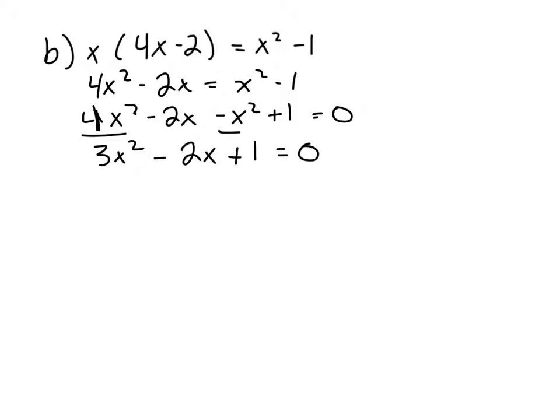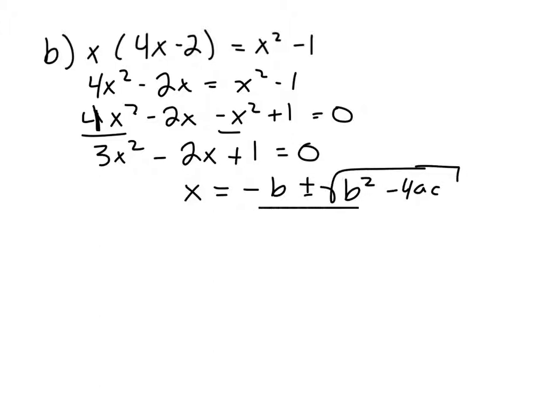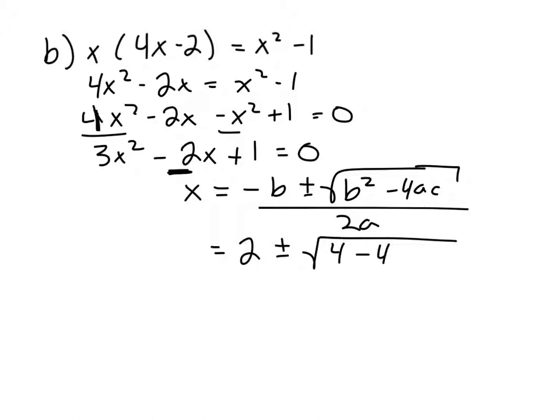Okay, this is not easily factorable, so we have two ways we can go about this. We can use completing the square, or we can use the quadratic formula. I'll go ahead and use the quadratic formula to solve for x. So this is the quadratic formula: negative b plus or minus the square root of b squared minus 4ac, over 2a. Okay, so b in this case is negative 2. So negative b is going to be plus 2. Plus or minus, b squared is going to be 4, minus 4 times a, which is 3, and c, which is 1. And then 2 times 3.